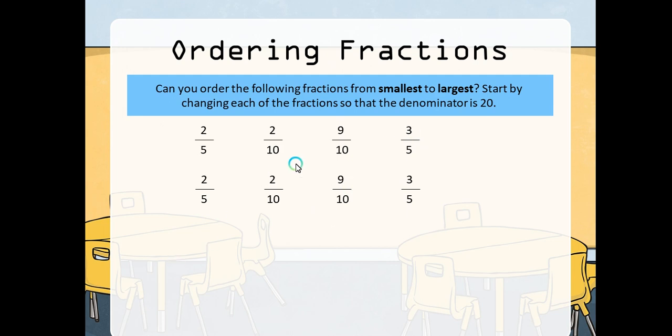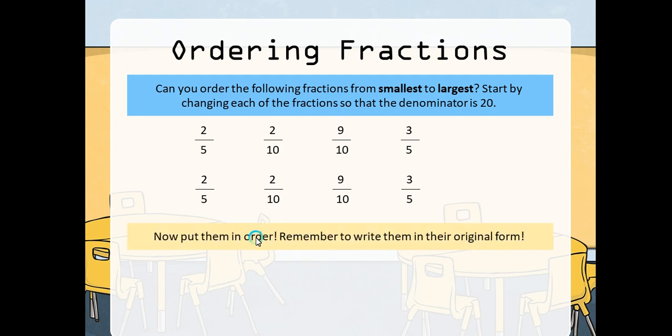Okay, so here is the result of our multiplication and division. So we want to put them in order. Here's the final result, and we need to put them in order, but in our original form. In our original form, which one is the smallest?